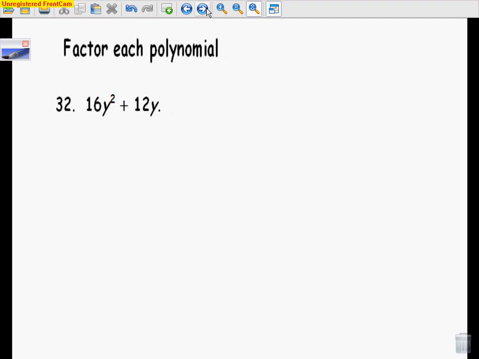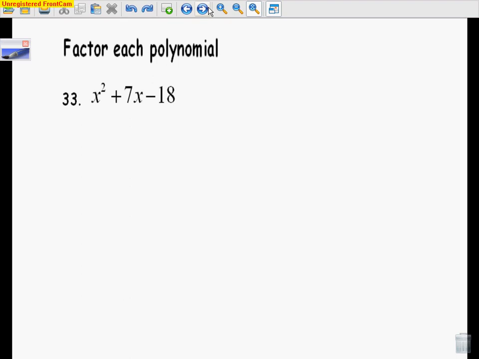Factor each polynomial. The first thing you do when factoring a polynomial is take out the GCF. The GCF between 16y squared and 12y is 4y. Put that on the outside. In the first position, we divide out that 4y. So 16 divided by 4 is 4. Y squared divided by y is y. And in the last position, 12 divided by 4 is 3. You only had one y, and you took it out. So that's it. We factored it.